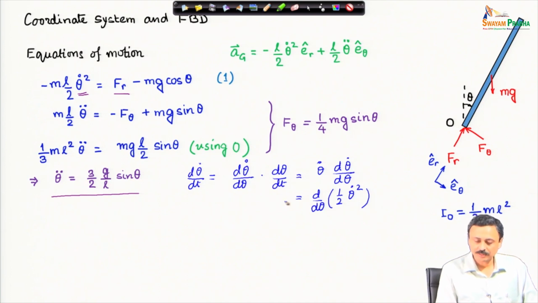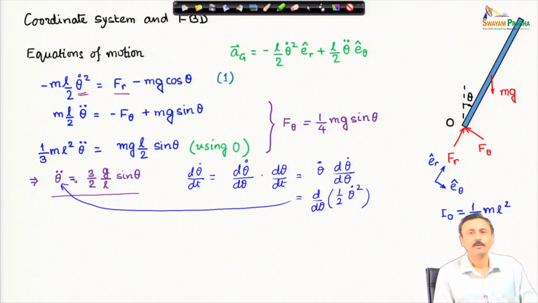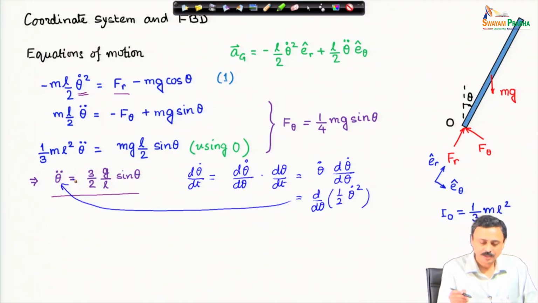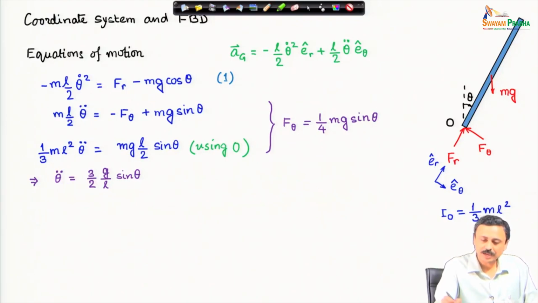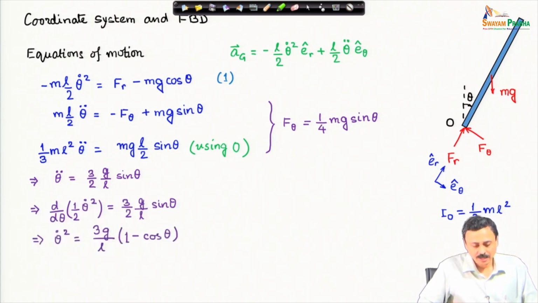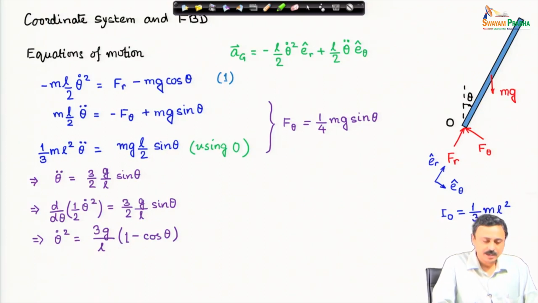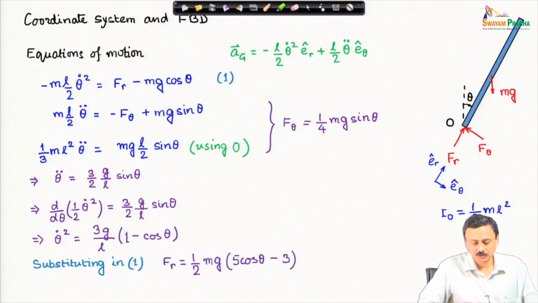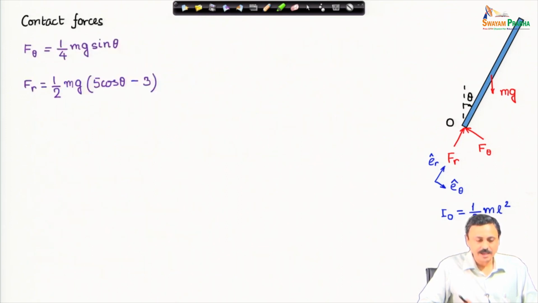This expression I will replace in theta double dot, because now I have to integrate over theta on the right hand side. Let us see what happens when I do that. So, I have done this step and I solve for theta dot square, straightforward integration, and this theta dot square I replace in the first equation on the left hand side and solve for F_r, the force in the radial direction. Now, I have F_theta and F_r in terms of theta.